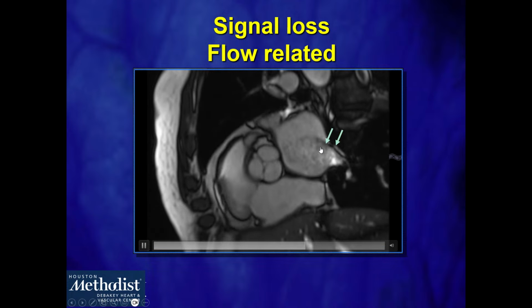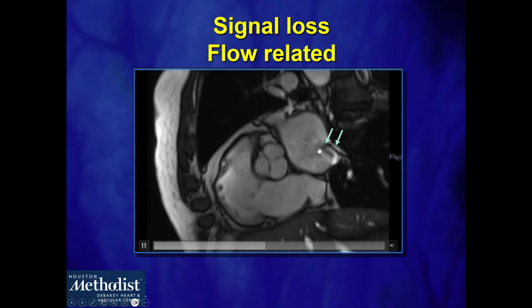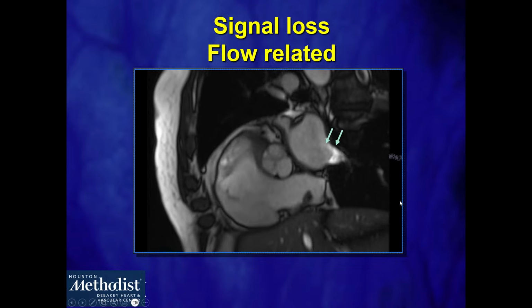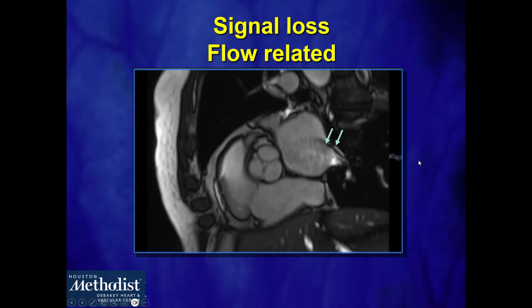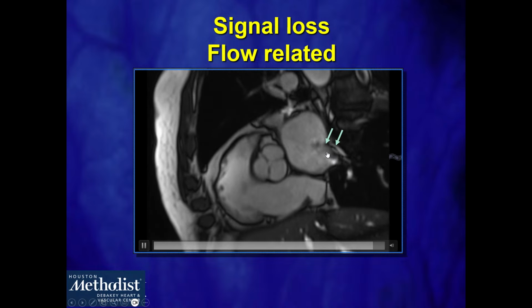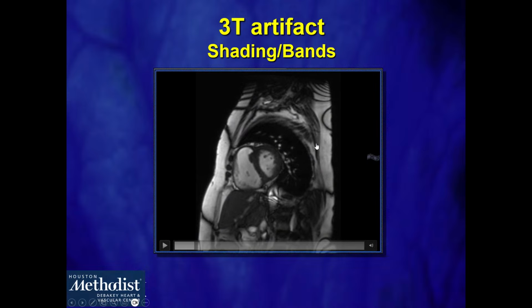Here's a signal loss that you're seeing. This is the left atrium, and you start seeing flow from the pulmonary veins. And that's also related to the steady state free precession, because it's susceptible to disturbance of flow, and it's also susceptible to inhomogeneity in the magnetic field. So what you're seeing over here is the protons that are dephasing in different directions, and that's why they're following the column of blood, and that's why you're seeing this loss of signal in these cases.